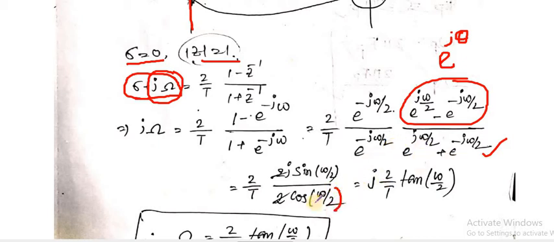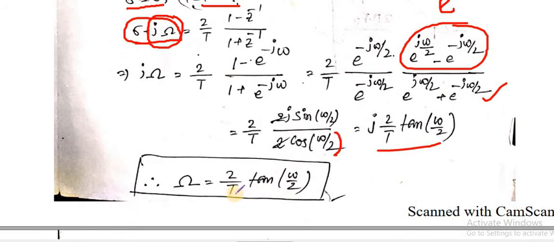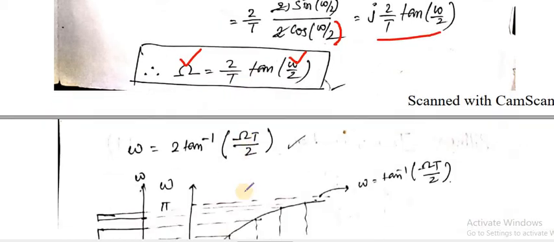So this is nothing but cos omega by 2. So we will get this formula finally. So this is the relation here. In case of bilinear transformation, this is the relation between the analog frequency and the digital frequency. Clear? So this relation is quite different from the impulse invariance technique. Now from here, if we again rearrange, we can write small omega as 2 tan inverse of this.